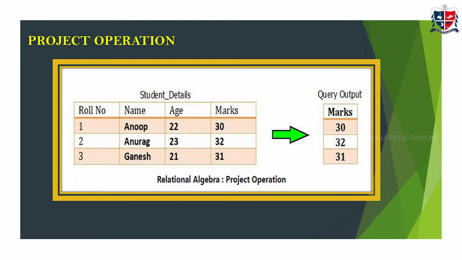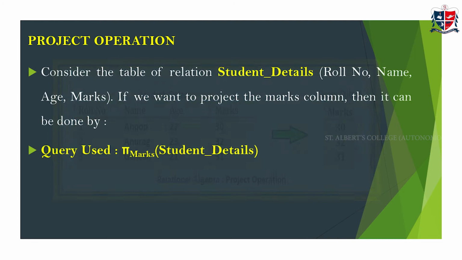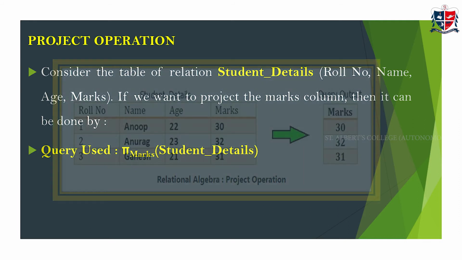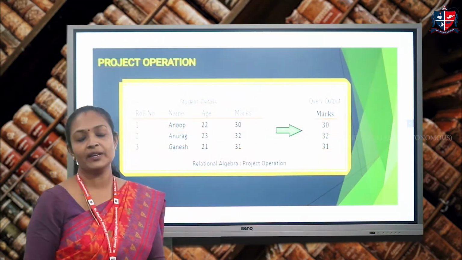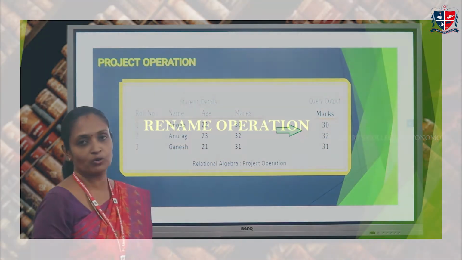Take this example. This is the student details, and if you apply this condition, that is pi marks student details, then we will get the results. It will display all the marks of the students. In this example, we have 3 records, so the marks of the 3 records will be displayed as the output.